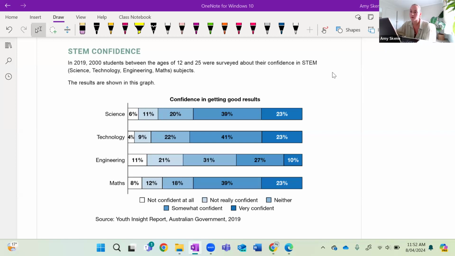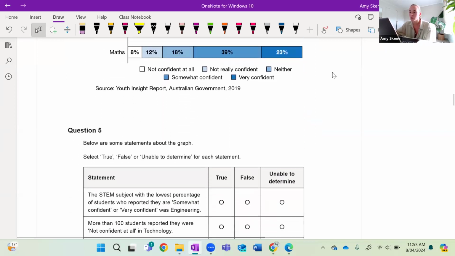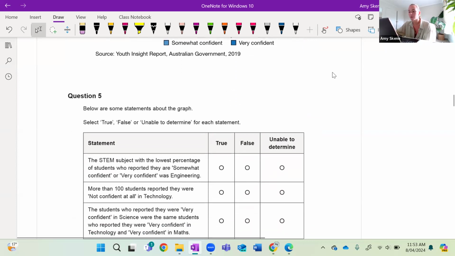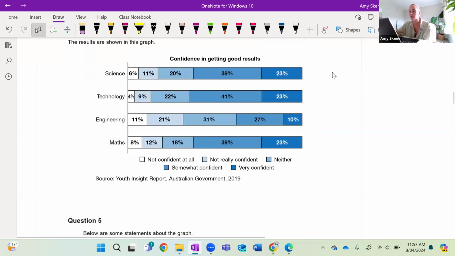The next question we have is on STEM confidence. I'll skim past this and read the question. Question 5. Below are some statements about the graph. Select true, false, or unable to determine for each statement. The STEM subject with the lowest percentage of students who reported they are somewhat confident or very confident was engineering. So the lowest percentage, somewhat confident or very confident.